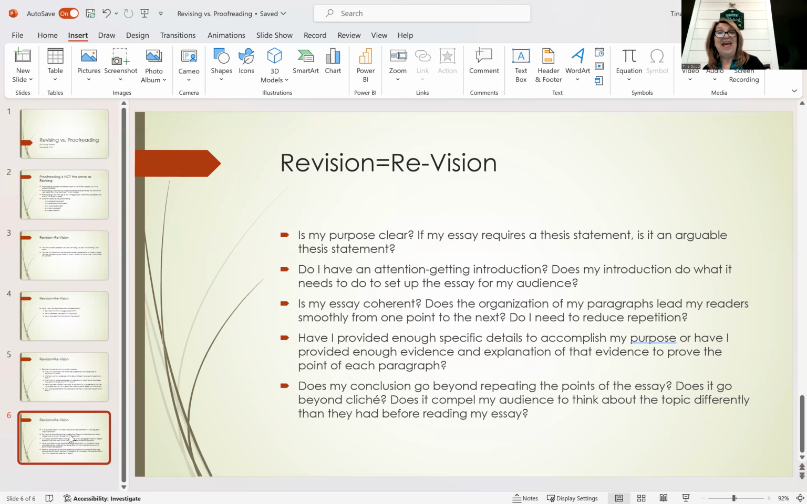Okay, so think of revision as different than proofreading. Proofreading comes at the end, revision comes before proofreading, after drafting. Okay, again, as I've told you in other videos, I'm setting this out as a linear process so that we can explain it, but all of this is an iterative process. It goes back and forth and back and forth and back and forth and back and forth.